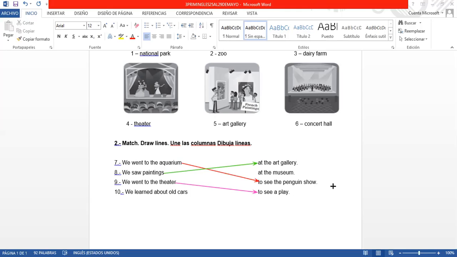to went to the theater. Previously, we listened to music, I believe, but that was because there was a different exercise and that kind of slipped. In number 10, we learned about old cars. We learned about old cars at the museum.